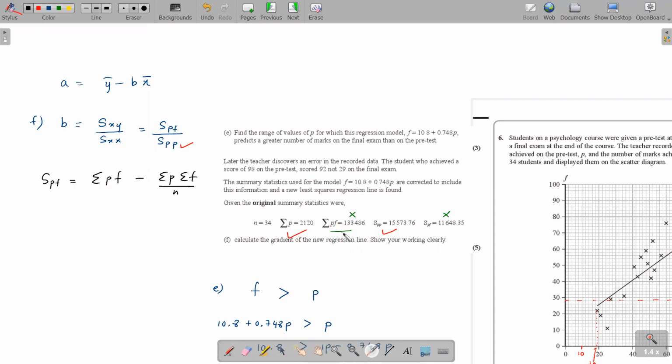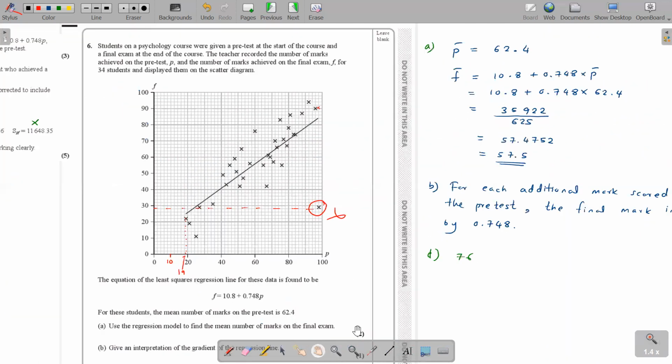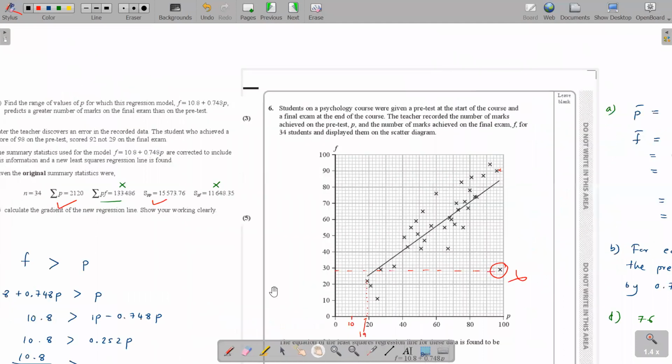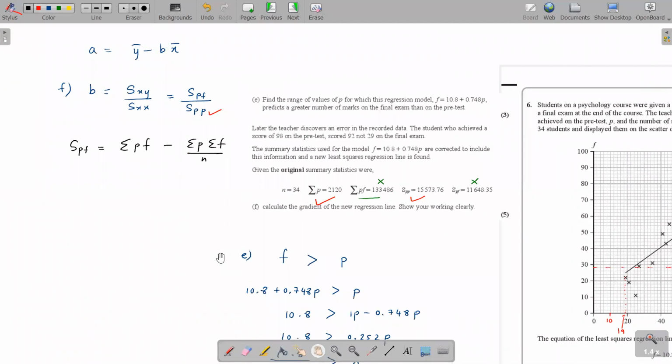Now, sigma PF means what? You take the pre-test mark and the final test mark and multiply, that is P into F. You take the P value and the F value for each and every single point here, multiply, and then add. The next P value, F value, you multiply and you add. So you keep on taking the product of P and F for all these points and you add. Now, there is one point which has an error, right? Only this point is wrong. So what I'll do here is subtract to get the correct sigma PF.